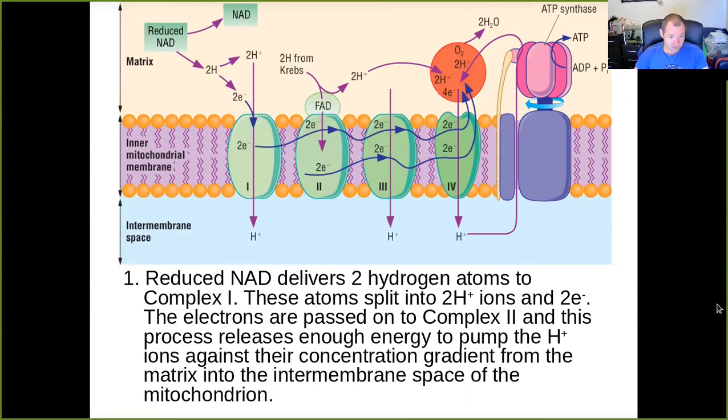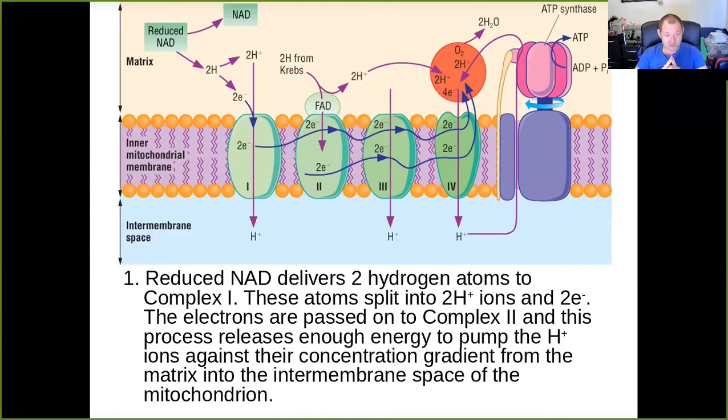So reduced NAD delivers 2 hydrogen atoms to complex 1. These atoms split into 2 H+ ions and 2 electrons. So what does that mean? Well, a hydrogen just has 1 proton in the middle, positively charged, and one electron in orbit, negatively charged. So if you split that hydrogen up, you're basically splitting it into protons and electrons. We call these protons H plus ions, and electrons we just say e minus.